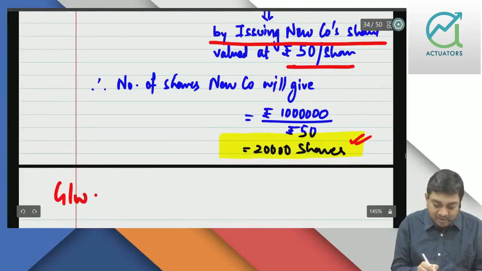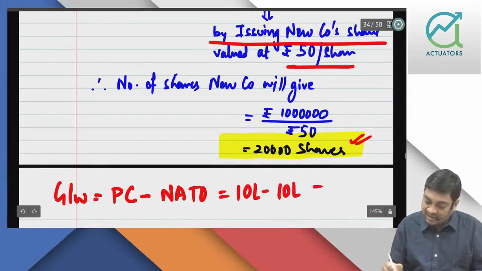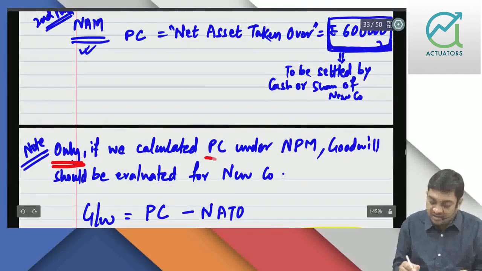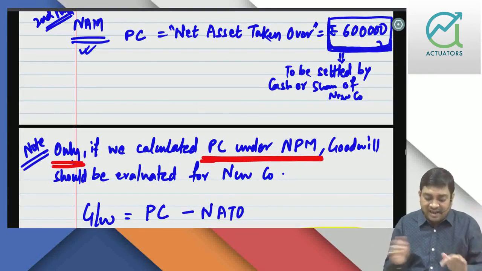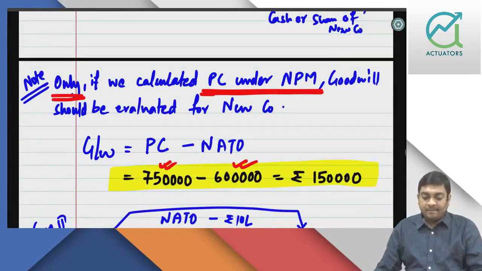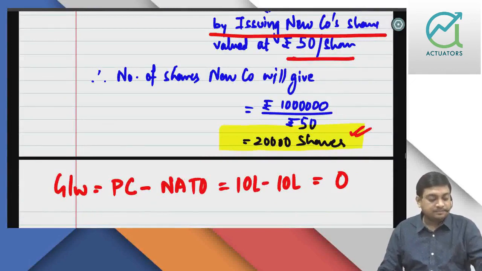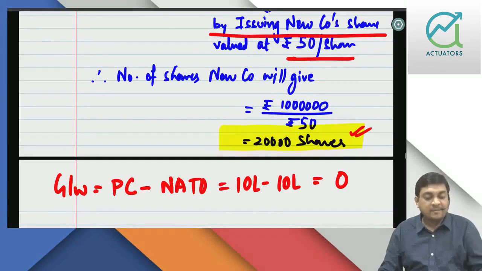Now in this case, if I calculate goodwill, PC minus NATO, PC is 10 lakh, NATO is also 10 lakh, that is zero. I've already told you that only under net payment method, the NATO is something else and purchase consideration is something else, then there can be a difference. But if NATO is PC, then the difference will be zero. I guess this is absolutely fine with all of you.